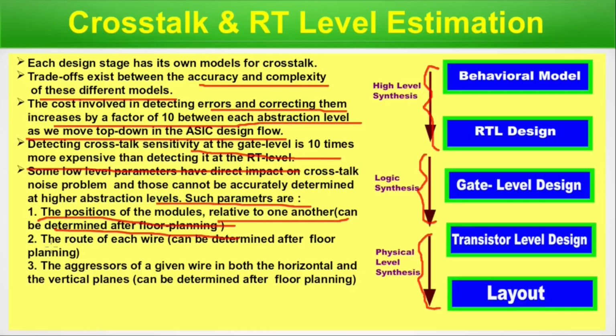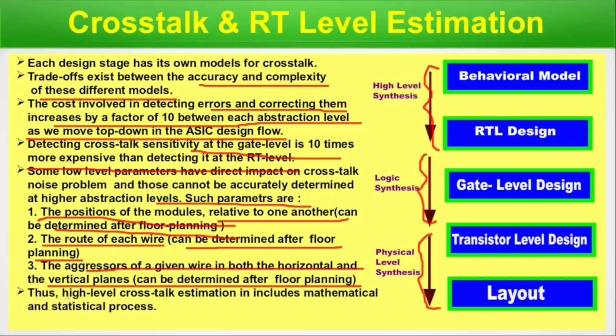Another is the route of each wire, which can be determined after floor planning only. At the behavioral model we cannot do it. The aggressor of a given wire in both the horizontal and vertical planes can be determined after floor planning. So we cannot do it at a higher level of abstraction. Thus, high level crosstalk estimation includes mathematical and statistical processes. And if we can do a little bit of our analysis at behavioral level, then it will be cost effective. It will be easier for us.